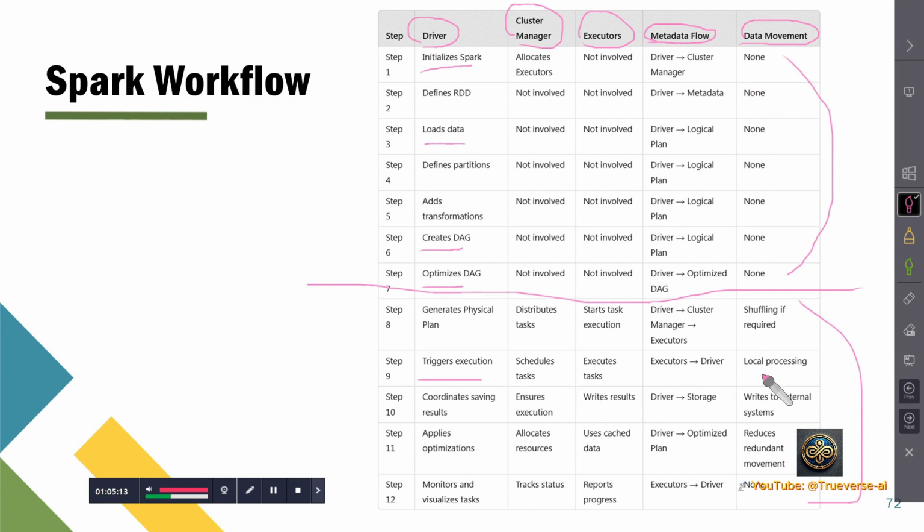So data starts processing. Here, coordinate saving the result and ensure execution; the rest is just checking and monitoring the result. That's all: do the action and return back to the sender. So we have already finished the Spark part.